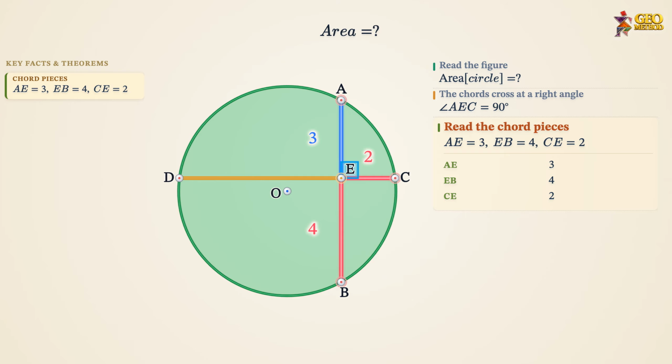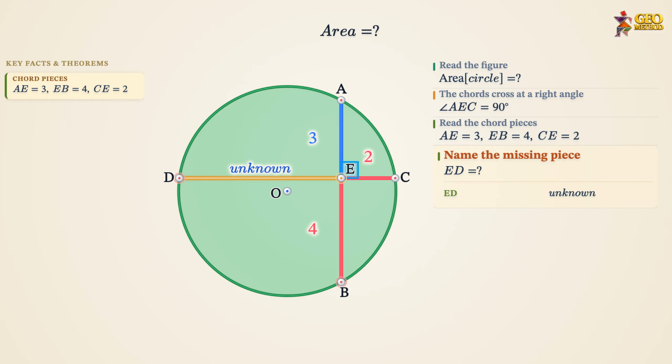Along the vertical chord, segment AE is 3 and segment EB is 4. Along the horizontal chord, segment CE is 2. Those three lengths are everything we are given. The fourth piece, segment ED, is not labeled yet. We need it to know the full horizontal chord, so finding segment ED is our very first goal.